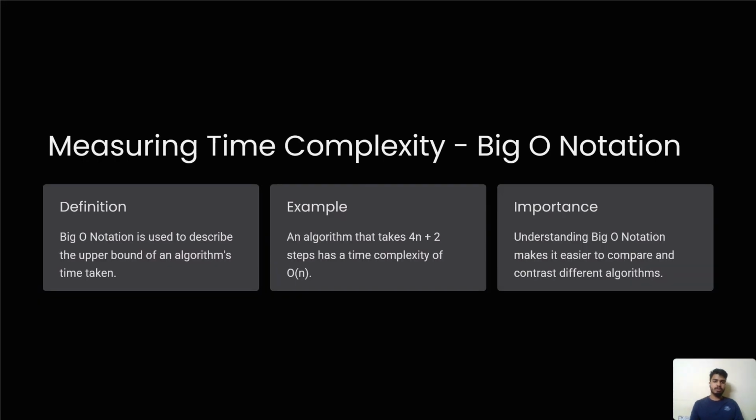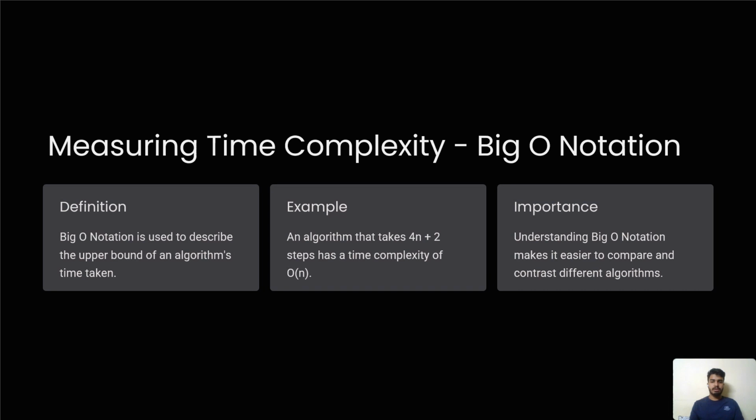Now we are going to learn how to measure time complexity. We can measure time complexity with big O notation. Now, what is big O notation? The definition of big O notation is as follows. Big O notation is used to describe the upper bound of an algorithm's time taken. Example: an algorithm that takes 4n plus 2 steps has a time complexity of O of n.